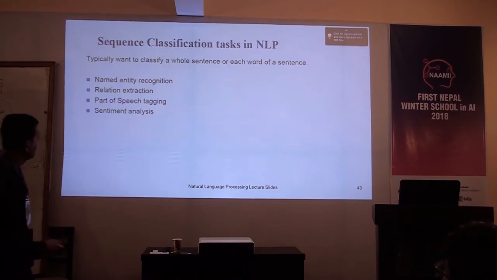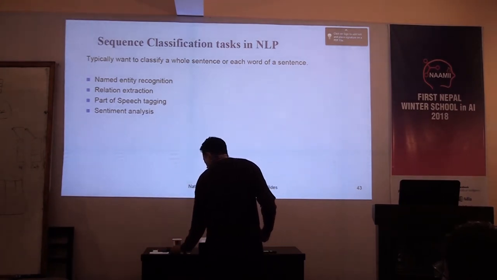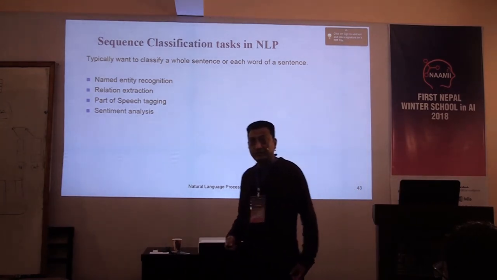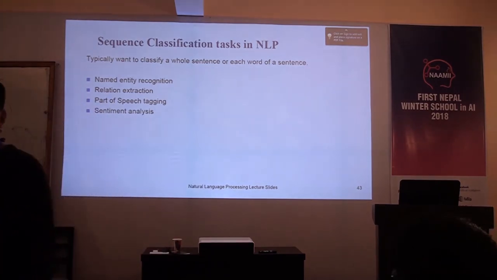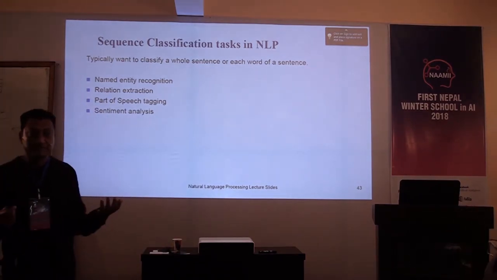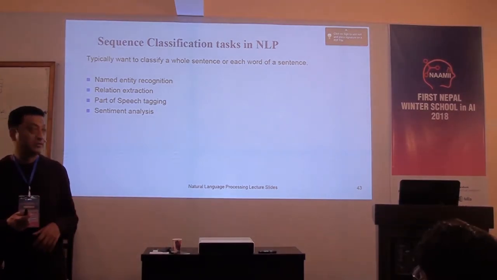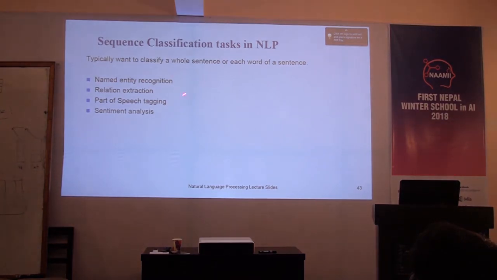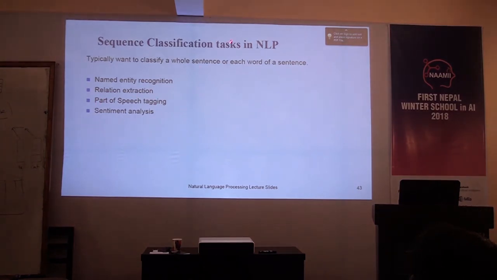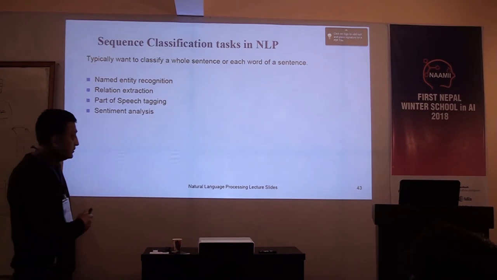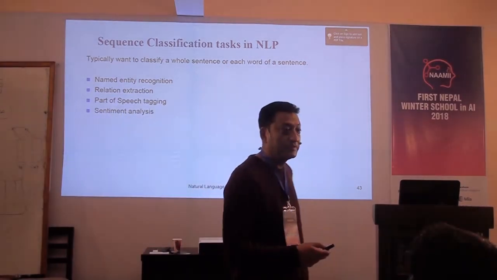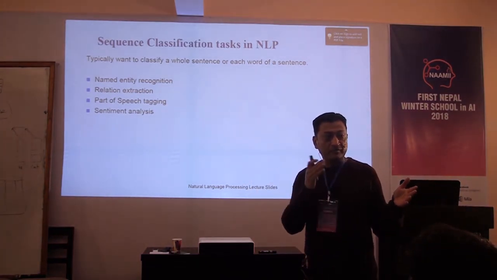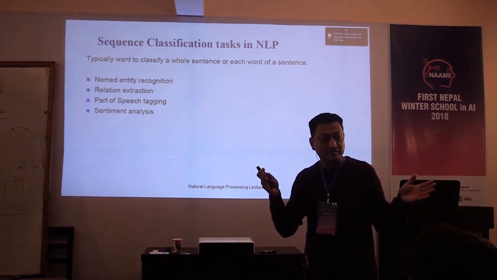Okay, now I want to move to the final topic. Should finish in 5 or 10 minutes. So typically in natural language processing, we have a number of tasks. We want to break down the problem of understanding sentences into smaller parts, okay? Some of these tasks are things like named entity recognition, relation extraction, part of speech tagging, sentiment analysis, and so on. We can view all of these tasks as some sort of sequence classification task, okay? That means the input is a sequence of words, and the output is some label for every word or a label for the whole sentence, right?